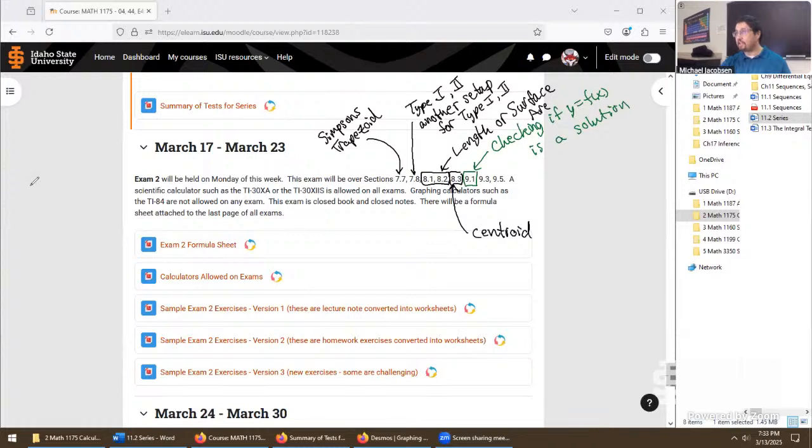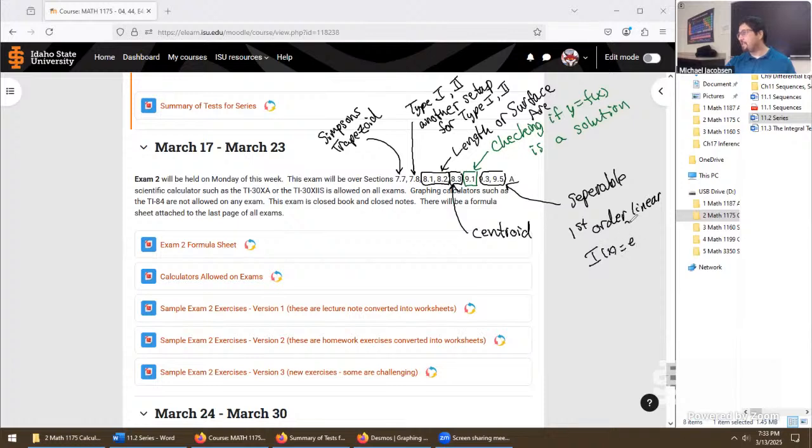And then the last two we've mentioned before, this is kind of like a block that goes together, but this will be two more questions. One question on a separable, another question on first order linear, where the integrating factor I of x equals e to the integral of the p of x function has a strong chance of showing up. So this is pretty much the organization of the exam.